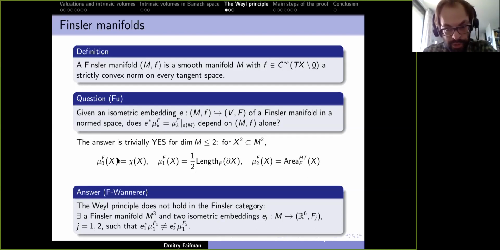The first counterexample that we give, and also the smallest one that can be given, is that there is a three-dimensional Finsler manifold and two isometric embeddings into six-dimensional normed spaces that give you two different restrictions of the corresponding intrinsic volumes. So we don't have a Weyl principle in this setting.